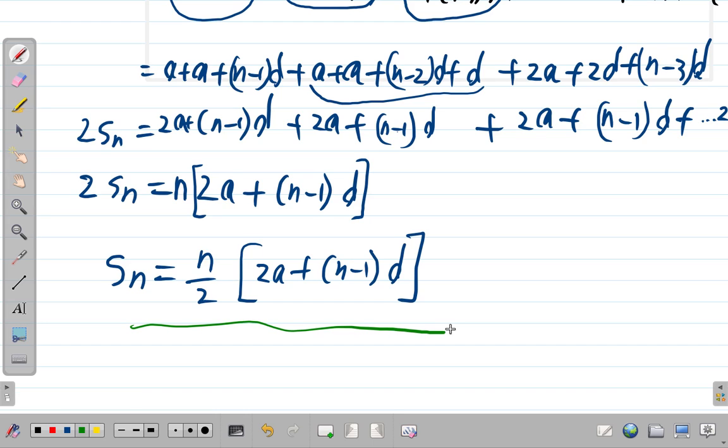So what we're going to do next time is look at some examples where we sum the first n terms of an arithmetic progression. So I'll see you then.